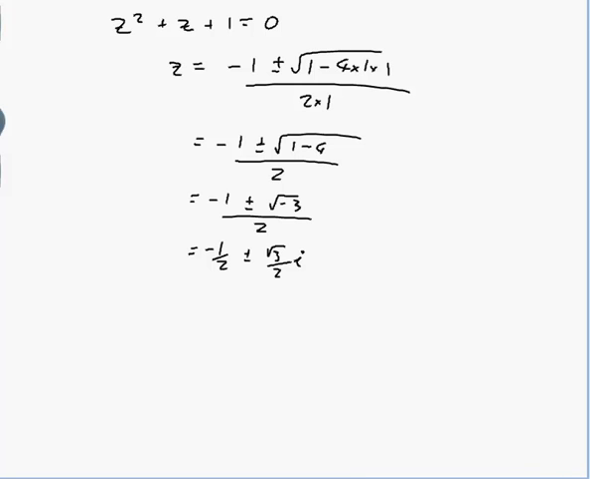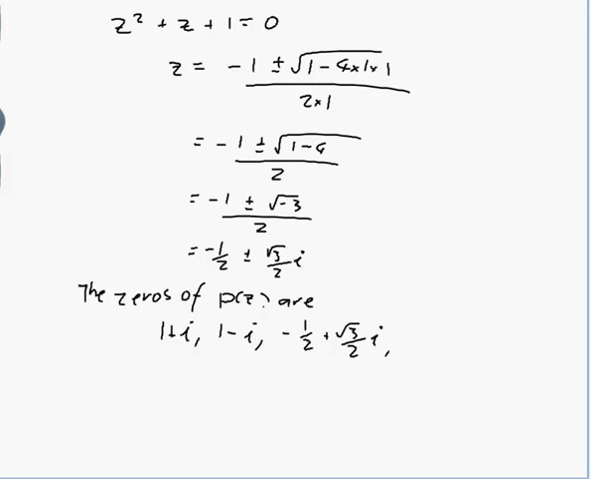So that tells me that my zeros are, the zeros of p(z) are 1 plus i, 1 minus i, minus a half plus root 3 on 2 i, and minus a half minus root 3 on 2 i. And it has 4 zeros, as I would expect for a quartic polynomial.